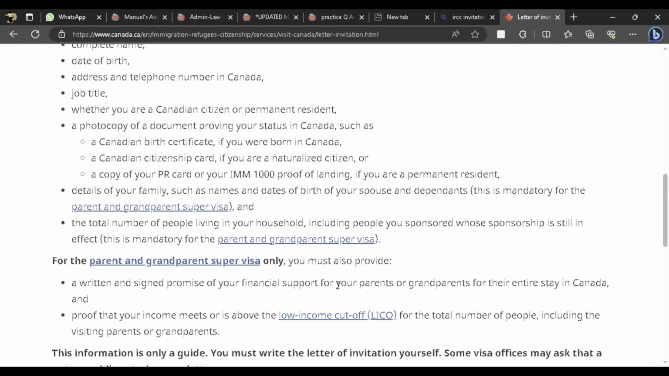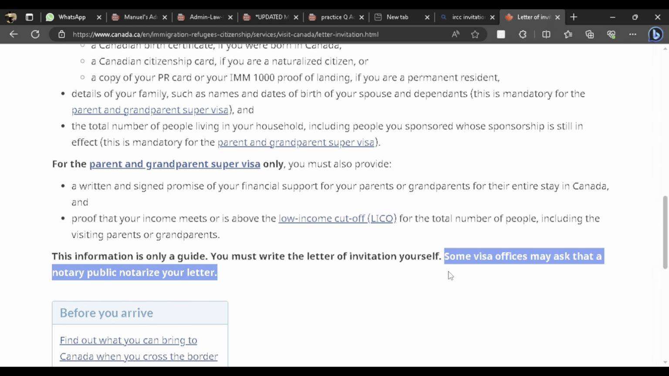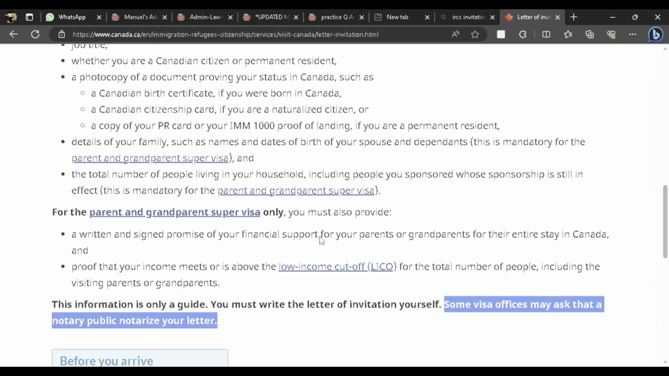And if you're also sponsoring your grandparents, the information is there. And you see notary public, you don't have to. And there you have it. You could see that all of that information required by IRCC is stipulated there. They also talked about the notarization. An agent or a visa officer could ask you to notarize your document, and you wouldn't have a choice other than to look for a notary public to notarize your document.